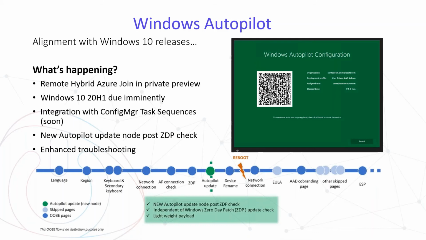What else? Integration with config manager task sequences is coming soon. What that means is if you're provisioning with Autopilot, you can basically do something called bootstrapping a task sequence. So you can tell it at the end of the Autopilot experience, go run this config manager task sequence. And that works by, for example, running through Autopilot, installing the config manager agent, getting it registered, and then running a task sequence. That might be for onboarding, that might be for pushing applications out if you've got your applications or configurations in config manager.